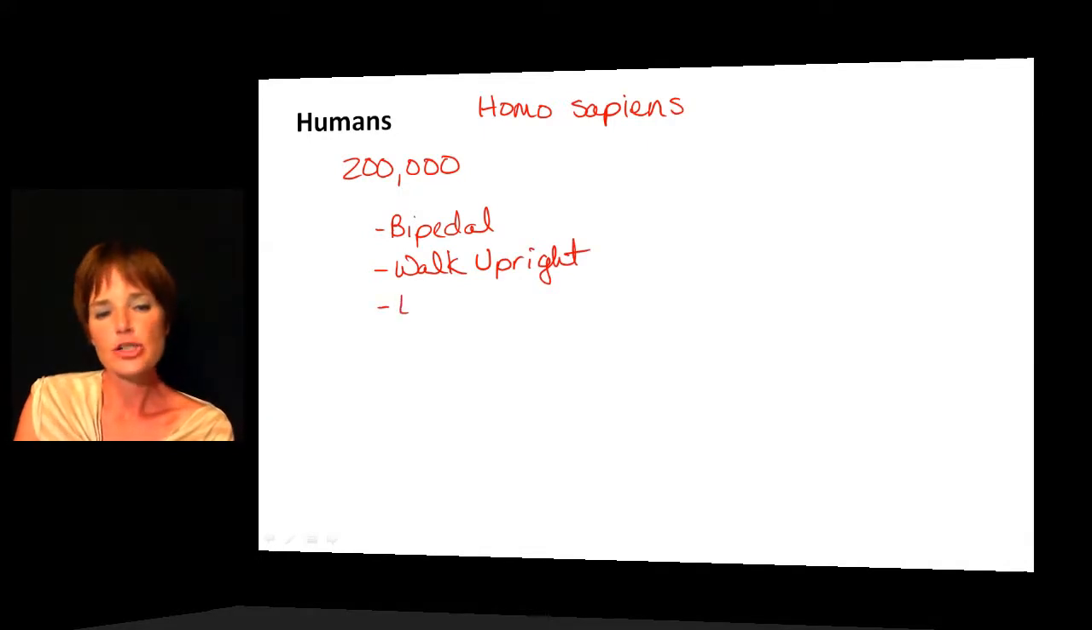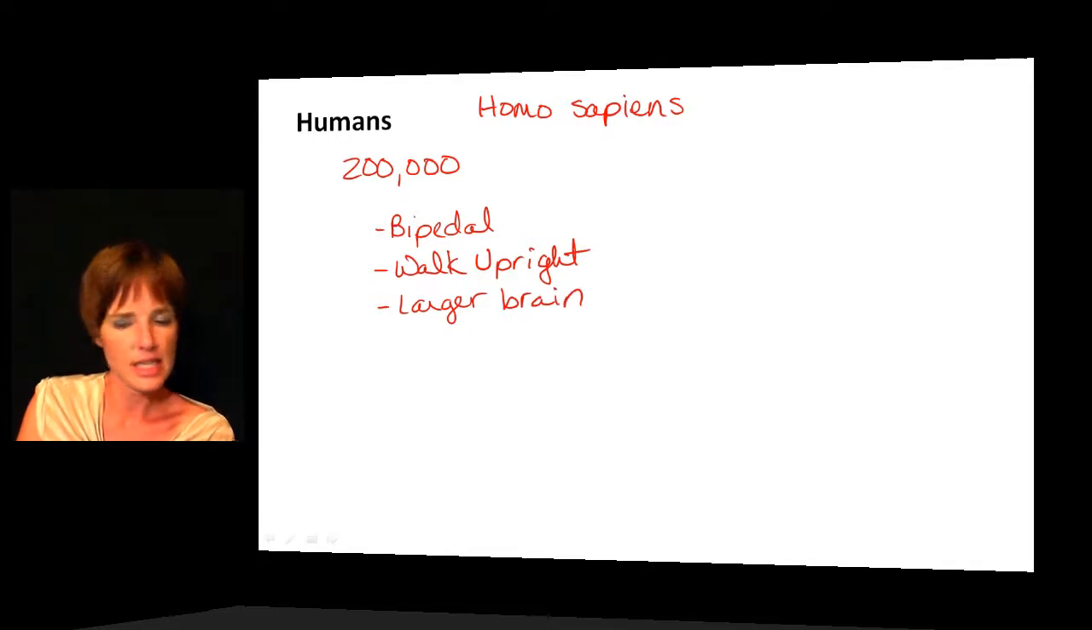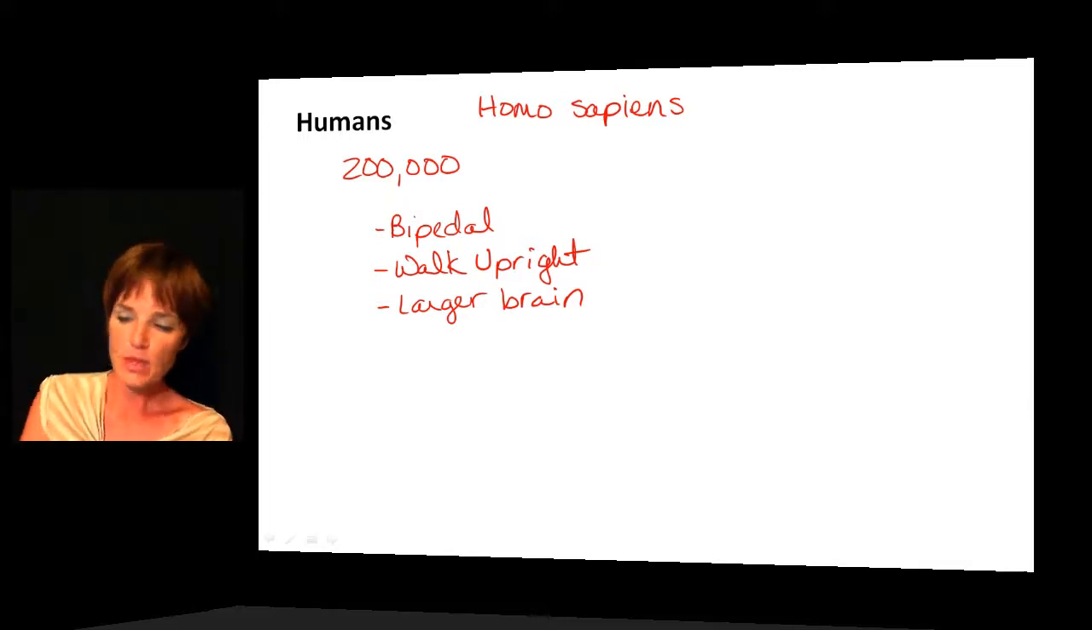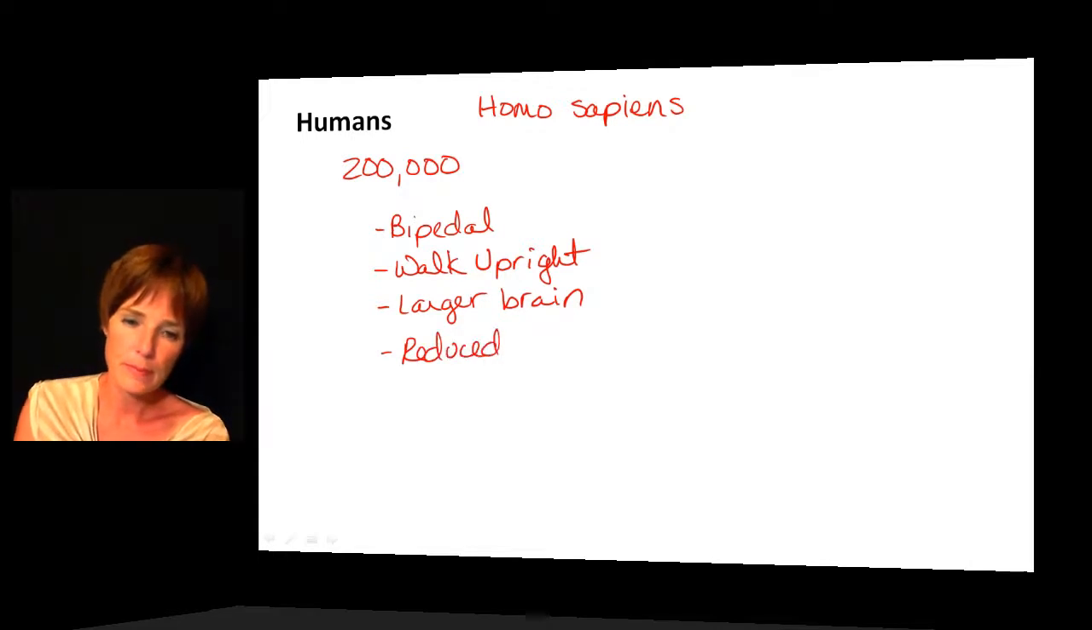We're going to have a larger brain. This larger brain is going to enable complex thinking. We're going to be capable of language, symbolic thought. We have artistic tendencies or abilities. And then we also have an ability to use tools and make tools for that matter. So that goes along with that larger complex brain. Other things is that we have a reduced jawbone. And we're going to have a shorter digestive tract.